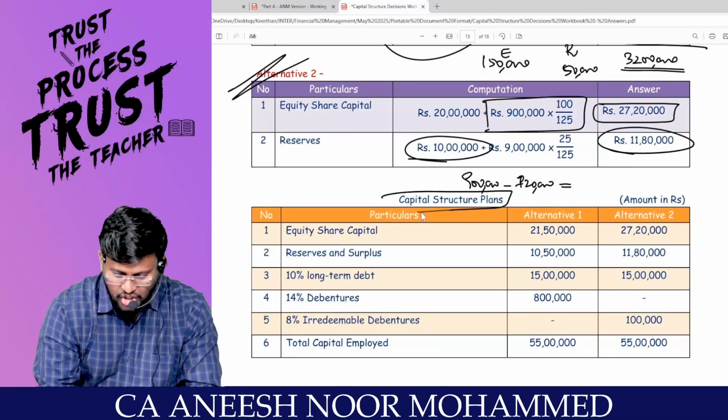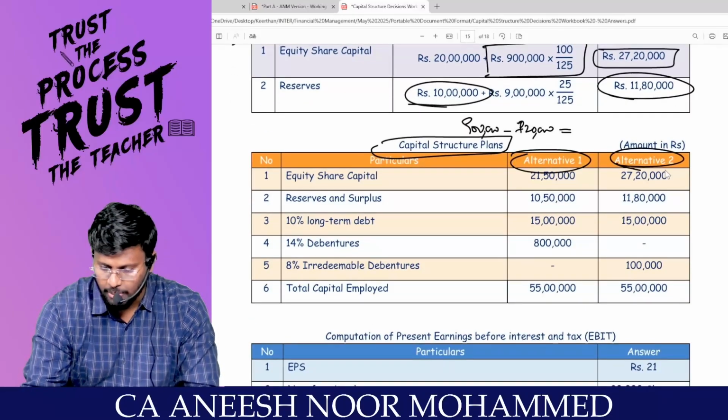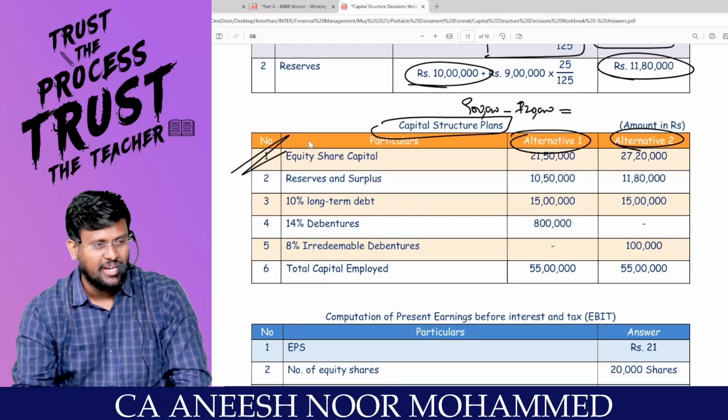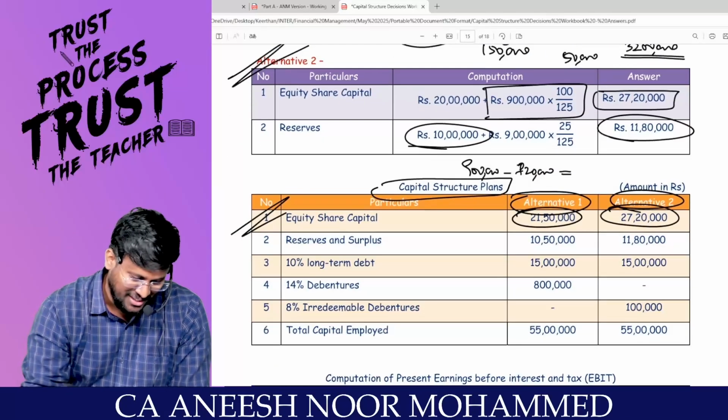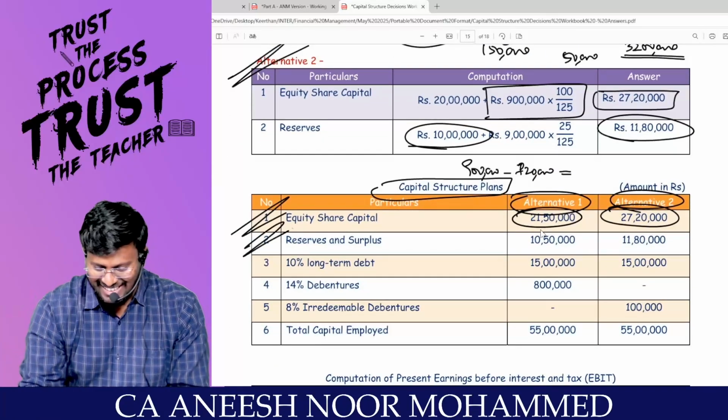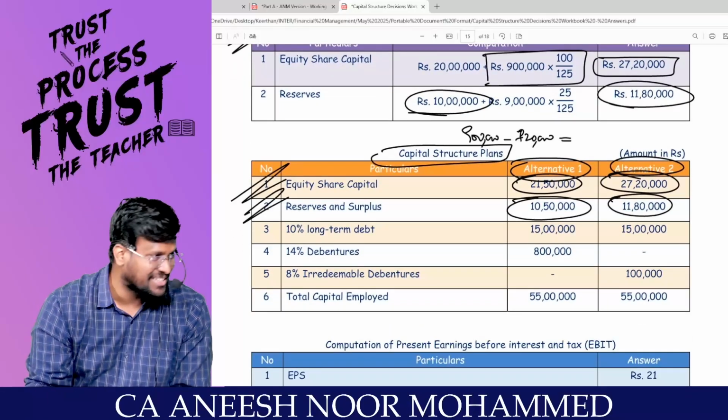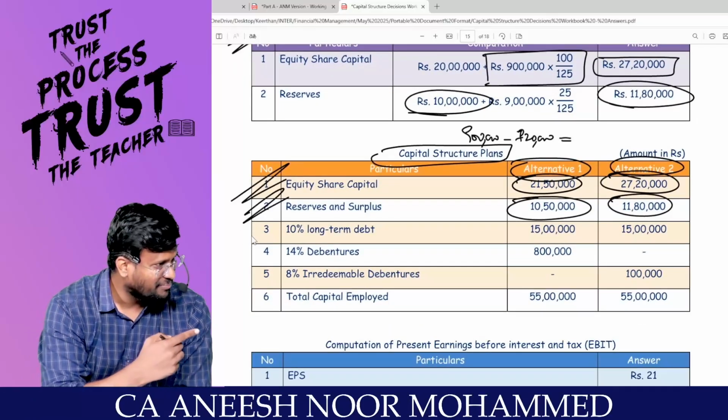Keep the capital structure plans. Alternate number 1 and alternate number 2. Equity share capital: now finalized, 21 lakh 50,000 and 27 lakh 20,000. Reserves and surplus: finalized, 10 lakh 50 and 11 lakh 80. Matching. Yes, sir. Madam? Yes, sir.